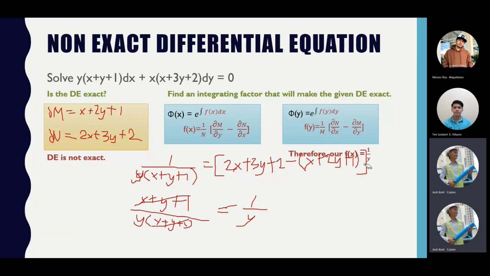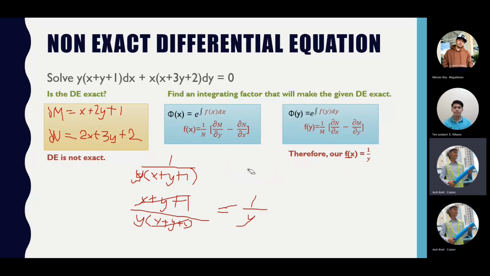Atong erase ha para makita. So, therefore, our f of x is equal to 1 over y. And by substituting, so kani siya atong f of x, atong value sa f of x di is 1 over y. So ato na siyang i-substitute diri.